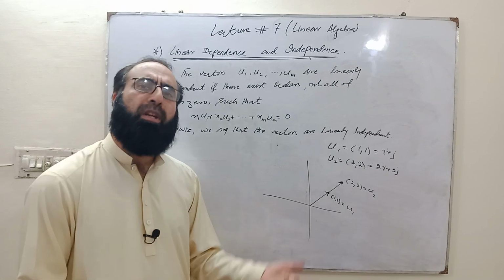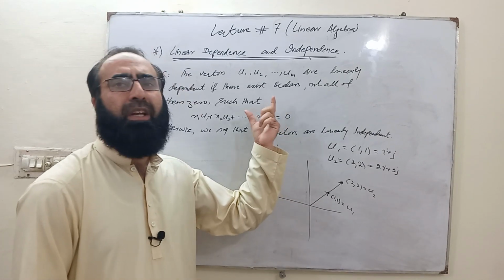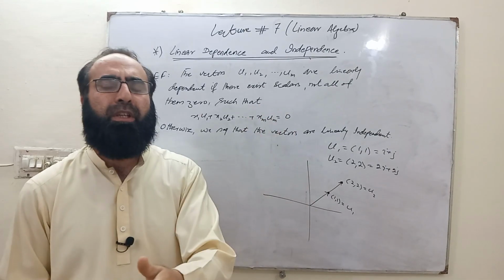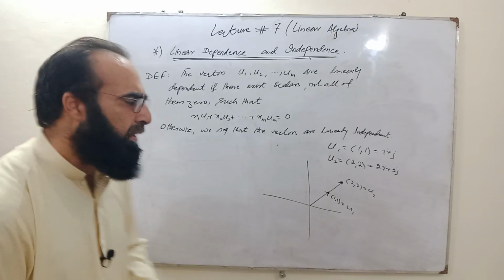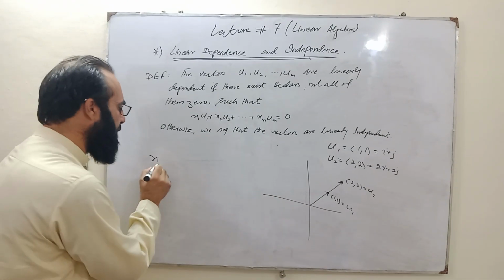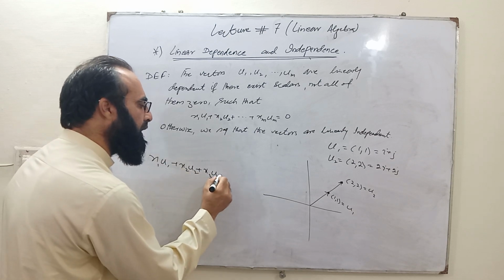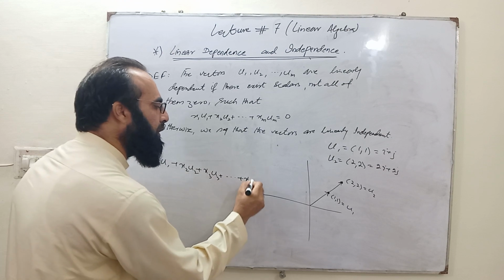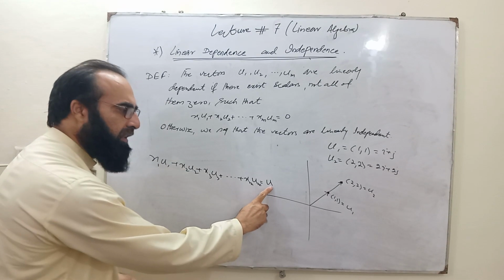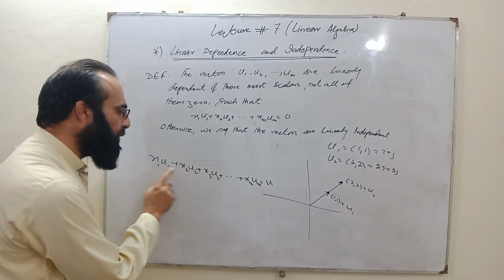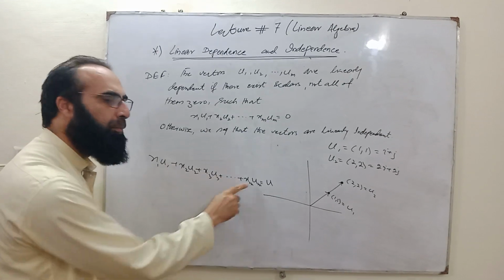But if we increase the number of vectors, then it's quite laborious. So this definition gives us a tool to check whether the given number of vectors are linearly dependent or independent. Before this, in linear combination, we have x1 u1 plus x2 u2 plus x3 u3 up to xm um equal to some specific vector. We said that this specific vector is a linear combination of u1, u2, u3 up to um if there exist these scalars x1, x2, x3 up to xm.